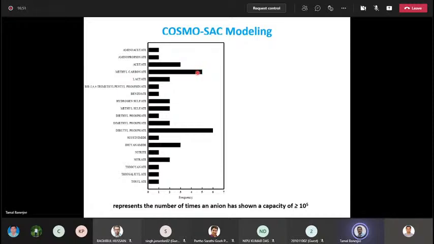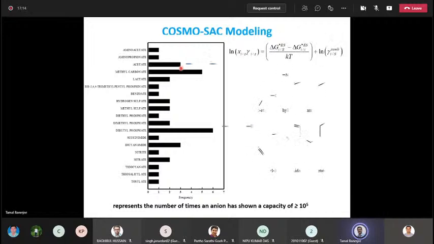So it means, with different cations and a similar anion, what is the value? How much is the magnitude? The magnitude for acetate is pretty high for most of the cations. So we chose acetate-based ionic liquids in our dehydrogenation experiment.